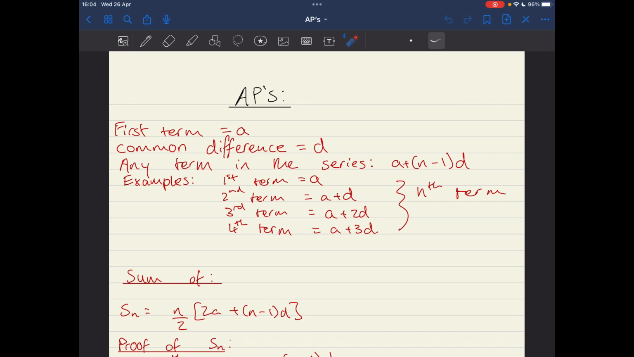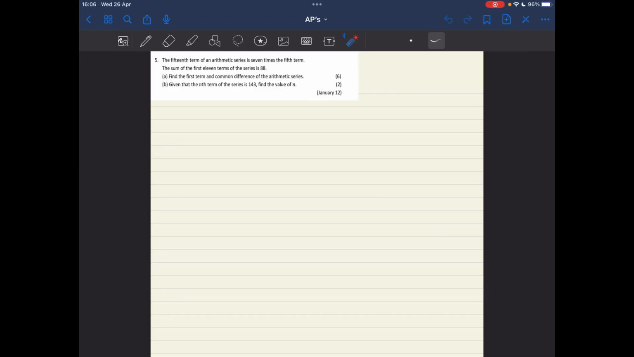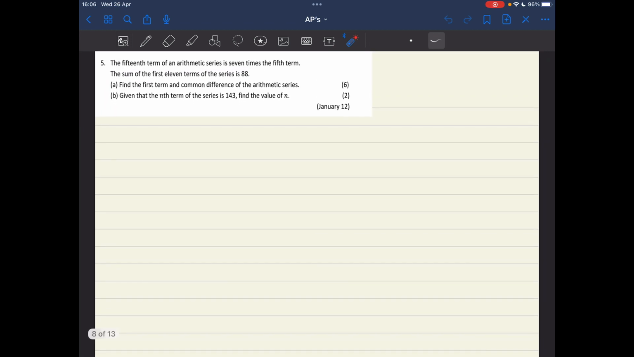Another part of the arithmetic series is known as the sum of. So it may say the sum of when n is 10, for example, and there's 10 numbers in the series, and then it's given by the following formula. Again, just remember these. So remember this formula, and then this one: n over 2, 2a plus n minus 1, d.